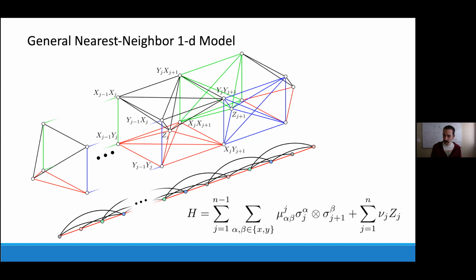This is the most general nearest neighbor 1D model with open boundary conditions that's solvable with this method. This is the frustration graph. Here are the Pauli terms. You get XX terms, YY terms, and some cross terms that look like XY, plus these on-site Z terms, Z sub j. So you can write out this graph and it looks like this. It's kind of messy, but then you check, oh, it's a line graph.